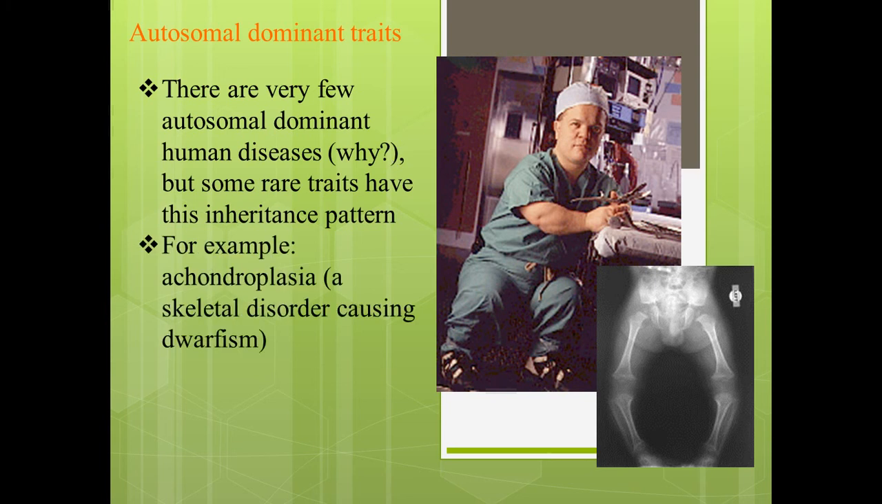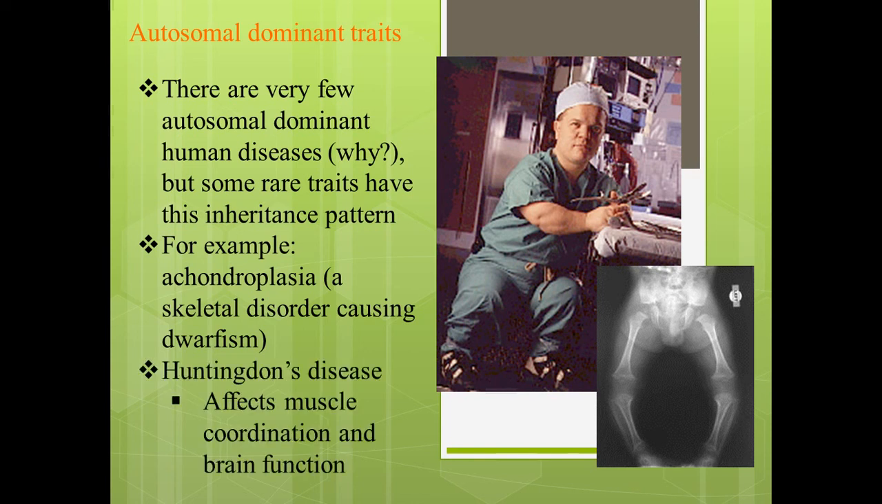So some examples of traits that do follow these rules: achondroplasia. This is a skeletal disorder causing dwarfism. If you've ever seen the show Little People, Big World, I know at least one of the parents says that their dwarfism is caused by achondroplasia, which is why they could pass it on to their children. And Huntington's disease. Huntington's disease affects muscle coordination and brain function.